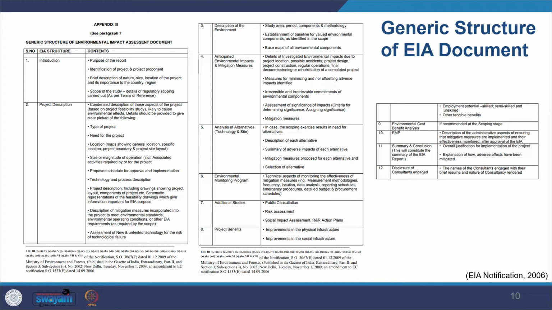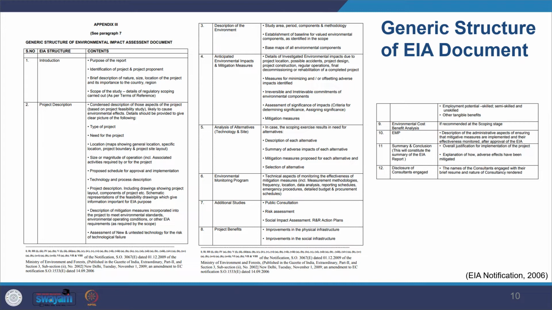Then number 3, you see that description of the environment. So here you would be telling about the environment wherever the project is located. So what's the study area, what's the duration of the study, and then the components and the methodology which you have adopted for this particular study.